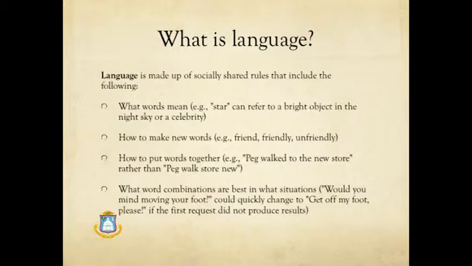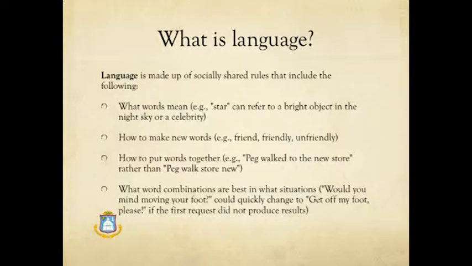So semantics: what words mean. How to make new words: morphology. So friend becomes friendly, or kind becomes kinder, how you change a word to mean something else. So he is kind, she's kinder, she's the kindest person I've ever met. So morphology, that's all language. How do we change the words to really express what we mean?